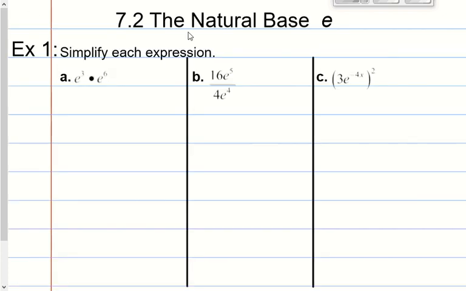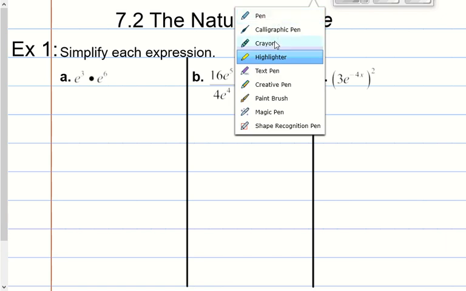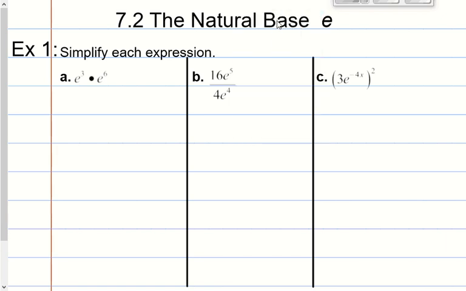So going ahead and looking at example 1, simplify each expression. You are going to treat e as if it is a variable until you have to find an actual number answer. So this just says simplify each expression. e to the third times e to the sixth. I'm multiplying my bases, so I'm going to add my exponents. So I've got 3 plus 6, which is going to give me 9, and my answer there is just e to the ninth.